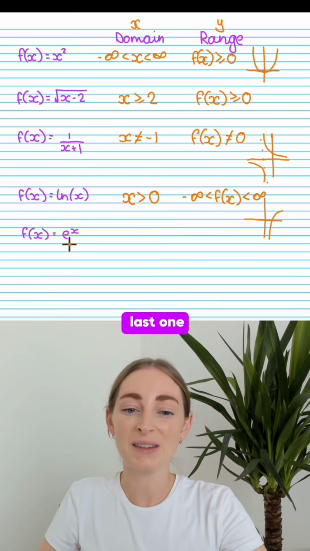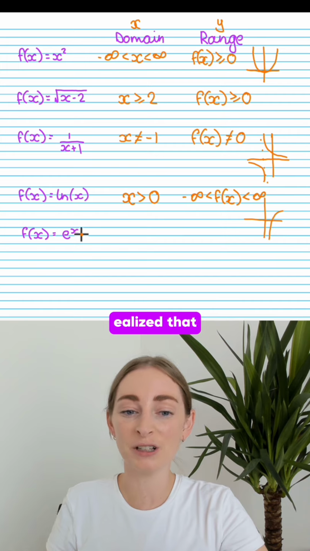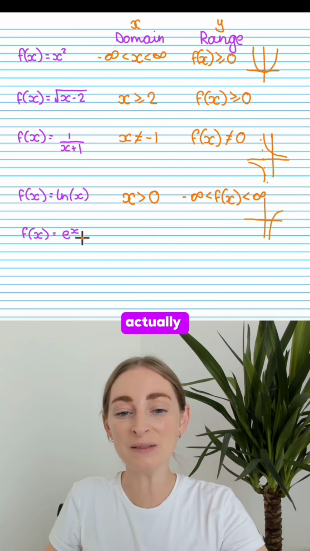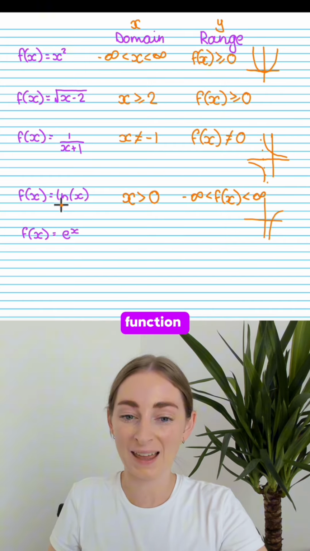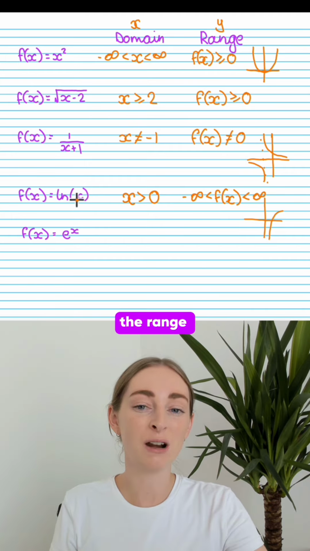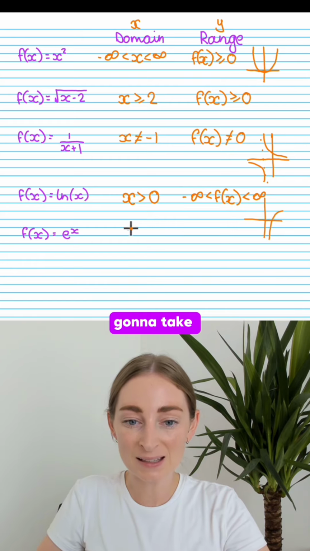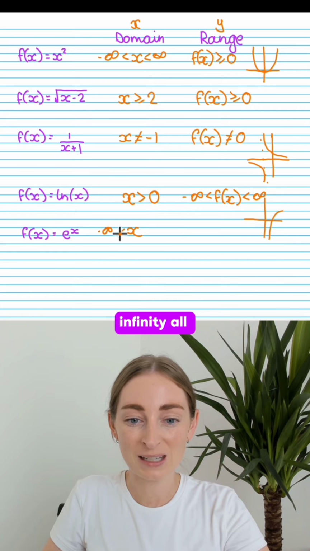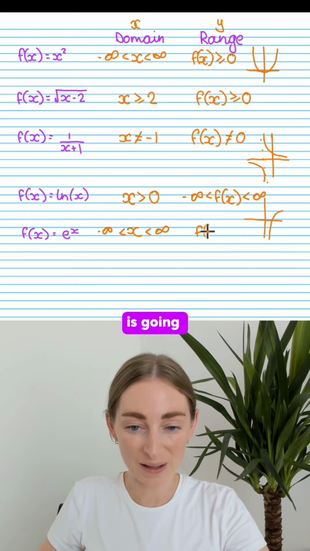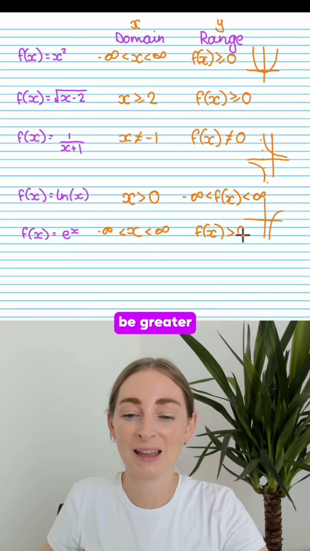And the last one, this is the exponential of x. You might have realized that this is actually the inverse function of ln x. And what happens when it's the inverse function? The range and the domain swap over. So now x is going to take all of these values, negative infinity all the way up to infinity. But f of x is going to take these values, so that has to be greater than 0.